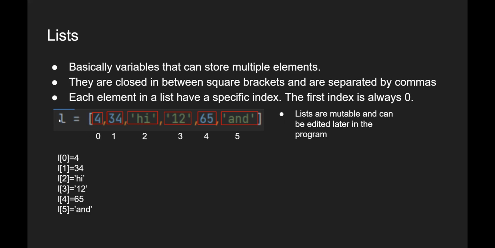So if we said the list name, which is L, and then in square brackets we put 0, then we'll get an output of 4. And if we did L[1], we get 34. So if we put the list name and then an index inside the brackets, then we get an output of whatever's in that place. Lists can be edited after we make them too.